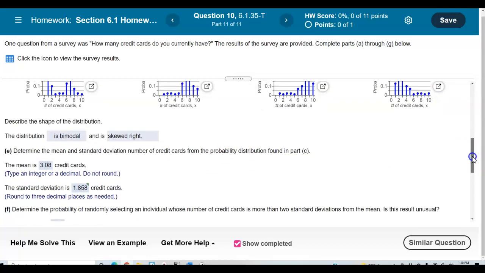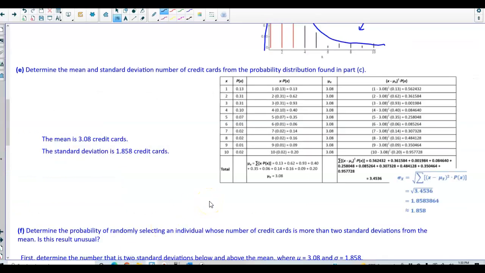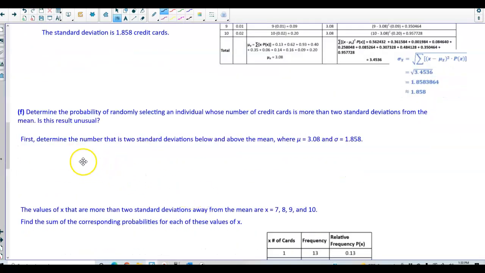Okay? So now the next question is to determine the probability of randomly selecting an individual whose number of credit cards is more than 2 standard deviations from the mean. And then we need to determine, is this result unusual? Okay, so let's go to this question here. So the first thing we need to do is determine the number that is 2 standard deviations below and above the mean, where we're using the mean to be 3.08 and the standard deviation that we found in the previous step as 1.858.